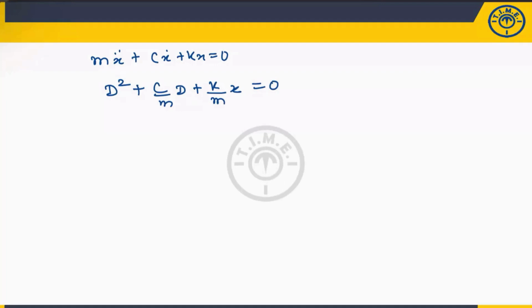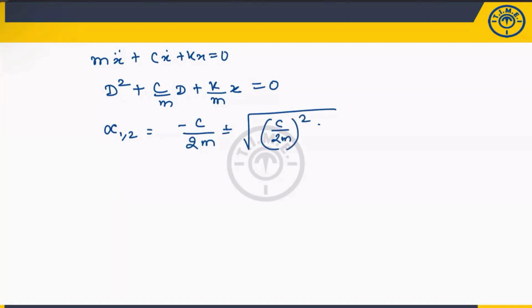So if you solve the differential equation, you will get the roots. Let us suppose alpha 1 and alpha 2 are minus c by 2m plus or minus the square root of c by 2m whole square minus k by m. Very simple. If you want, you can also do this as a quadratic equation. What is the root? Minus b plus or minus the square root of b square minus 4ac divided by 2a. A is 1 here. So minus c by m divided by 2 is nothing but minus c by 2m. So the positive value for alpha 1 and negative value for alpha 2.